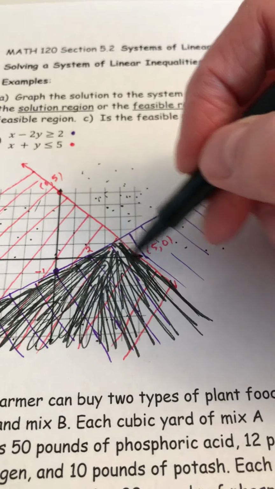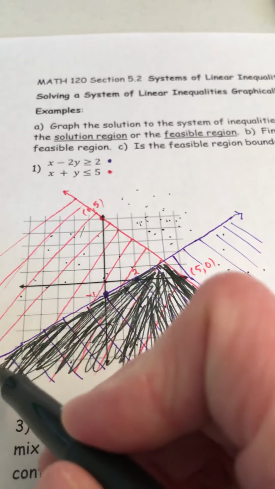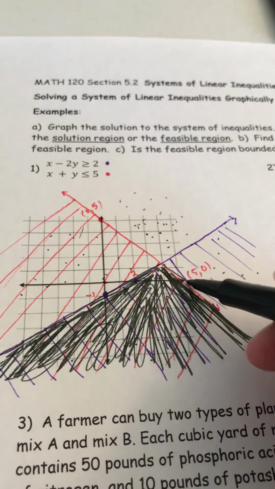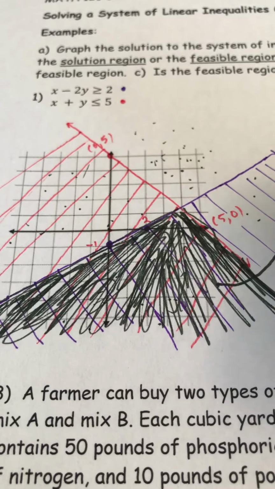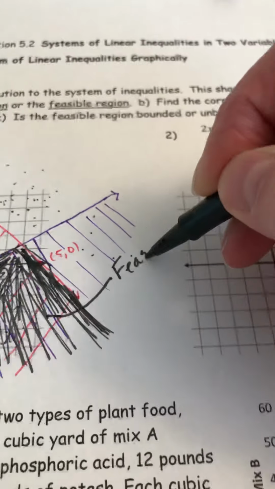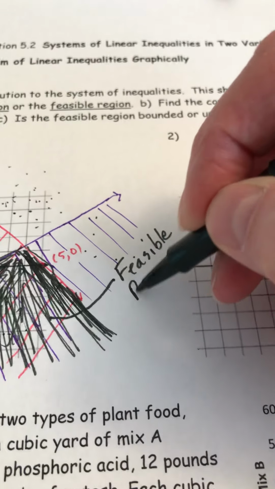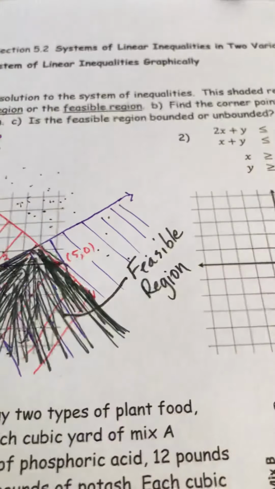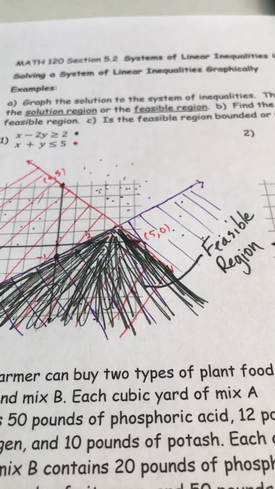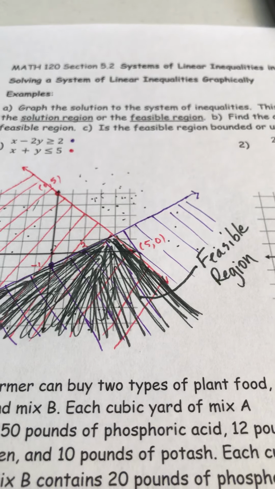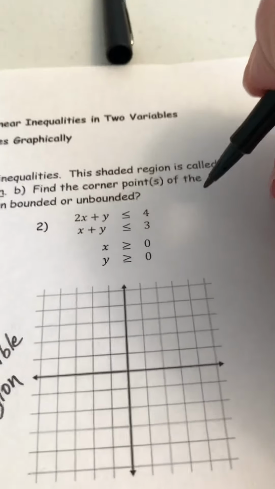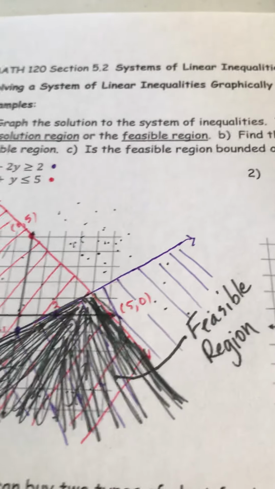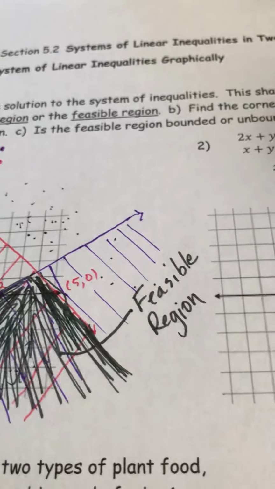So every single one of these points, with this boundary here and this boundary here, will solve everything in these 2 inequalities. Now, this is called the feasible region. Okay, the feasible region. Got it? Now, one more thing. It says find the corner points. And then we're supposed to state whether or not this feasible region is bounded or unbounded.